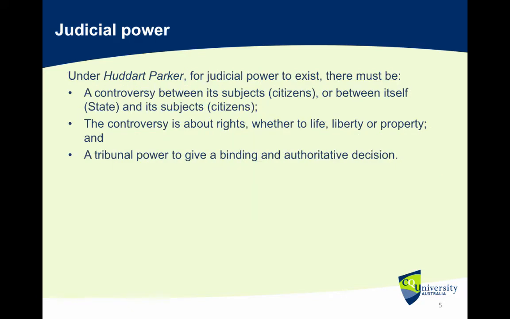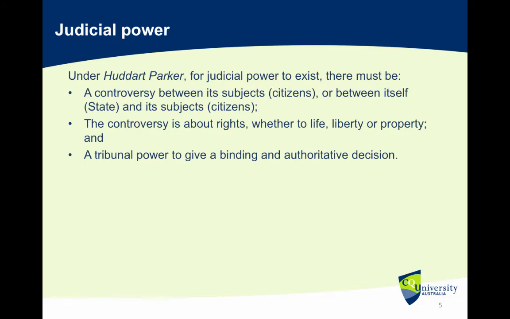So there are three aspects to when judicial power can be said to exist. And the first is that there must be a controversy between its subjects or between itself, the state, and its subjects. Secondly, there must be a controversy about rights, whether that controversy is about life, liberty, or property. And thirdly, there must be a tribunal which has a power to give a binding and authoritative decision.